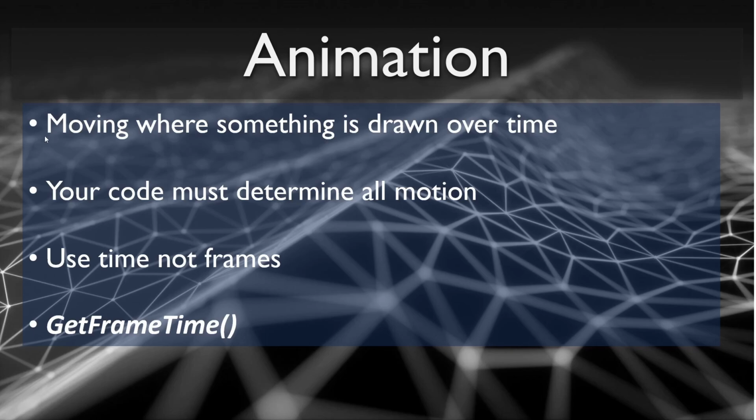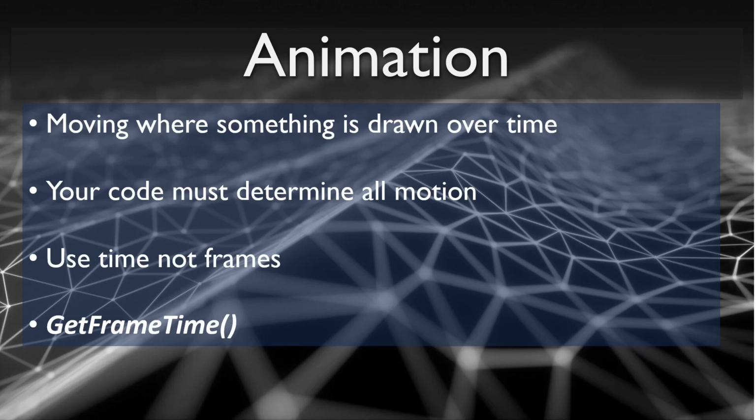Basically, animation is moving where something is on the screen over time. So again, since Raylib is not an engine, your code must determine where everything is drawn on every frame. So if you want to do any kind of animation or motion, you must move where something is drawn over time. The best way to do this is to actually use the time functions in Raylib. Get frame time will tell you how long it's been since you last drew, in seconds.